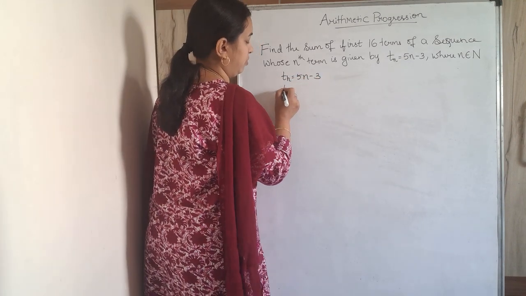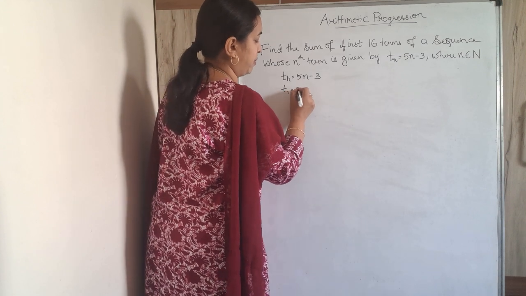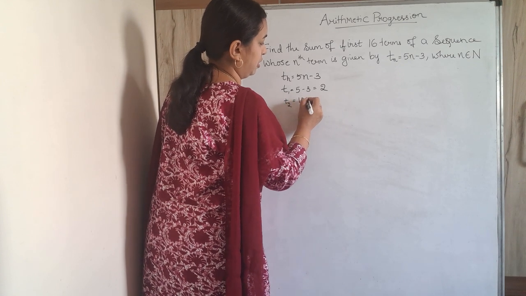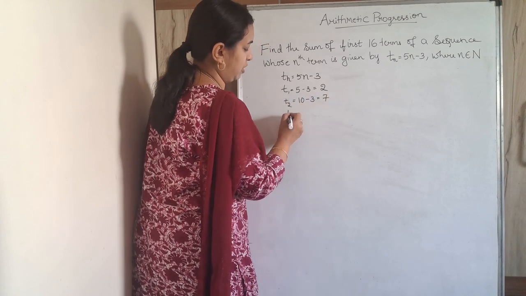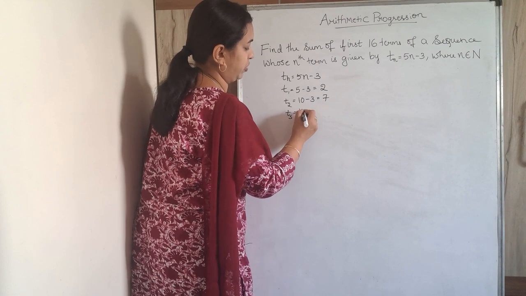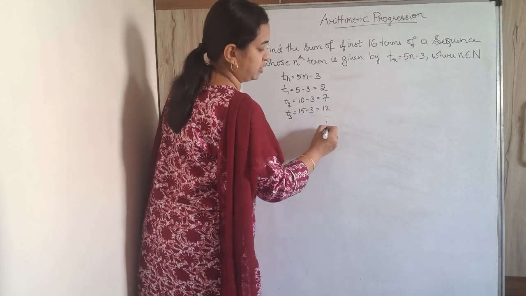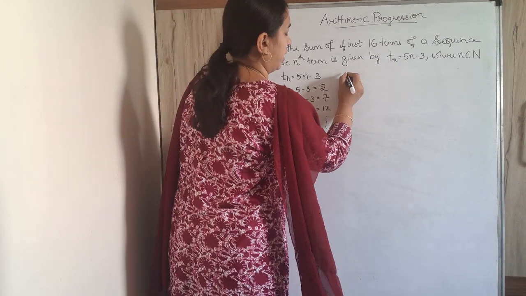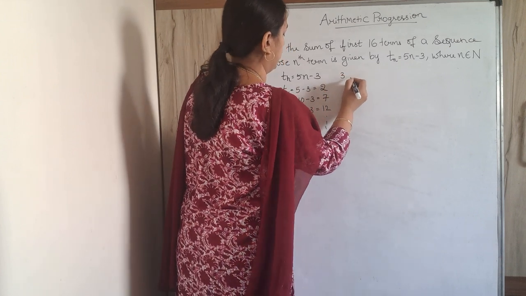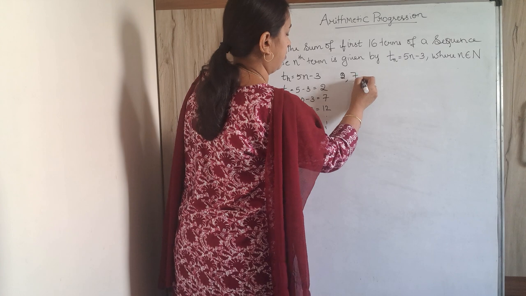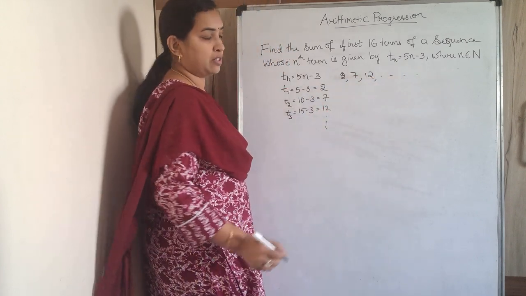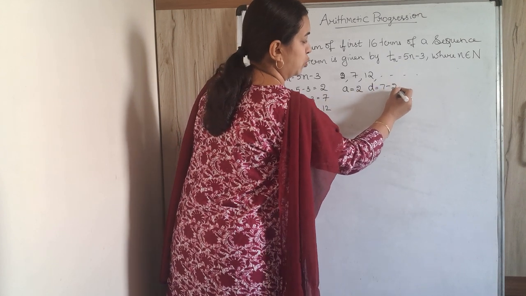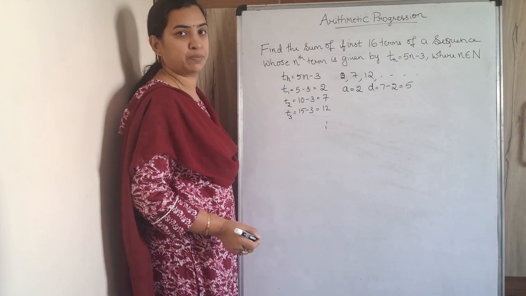Okay. First we'll give the value of n as 1. So which will be 5 minus 3, which is equal to 2. T2 will be 10 minus 3, which is equal to 7. T3 will be 15 minus 3, which is equal to 12, and so on. Okay. From this sequence, you can find the value of A and D. So the sequence what we got is 2, 7, 12, etc. So here A is equal to 2 and D will be 7 minus 2, which will be equal to 5.